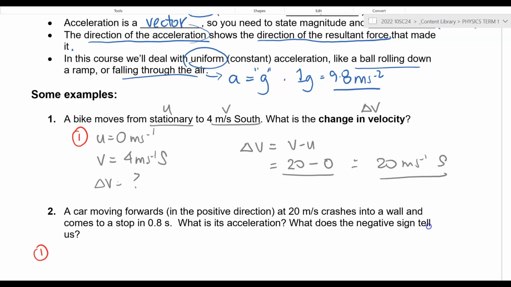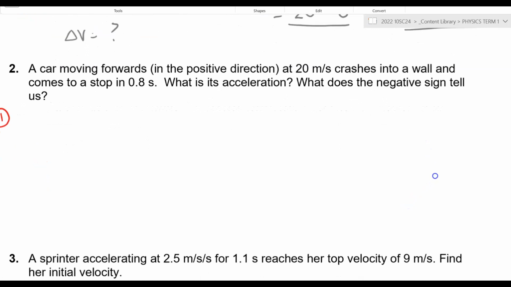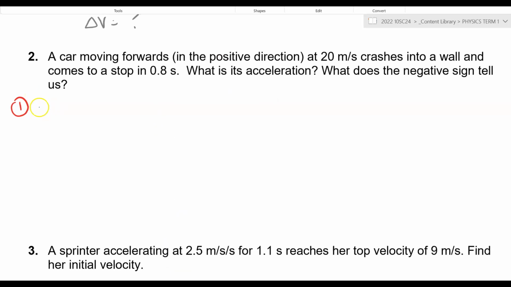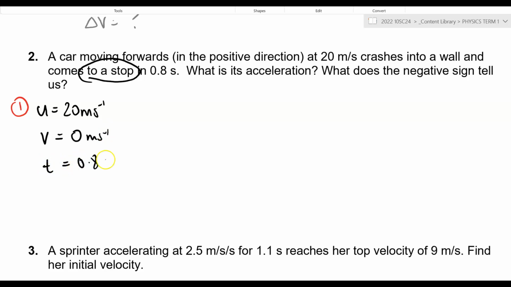Let's have a look at another example. Step 1, read the question, pause if you need to, read the question, come back. Okay, so in this case, we've got a car moving at 20 meters per second, and all we've got here is forwards or backwards. So we'll say forwards is positive. It was moving at 20. The final velocity was 0 because it comes to a stop. Okay, it's hit the wall. How long did that acceleration take? It only took 0.8 of a second.